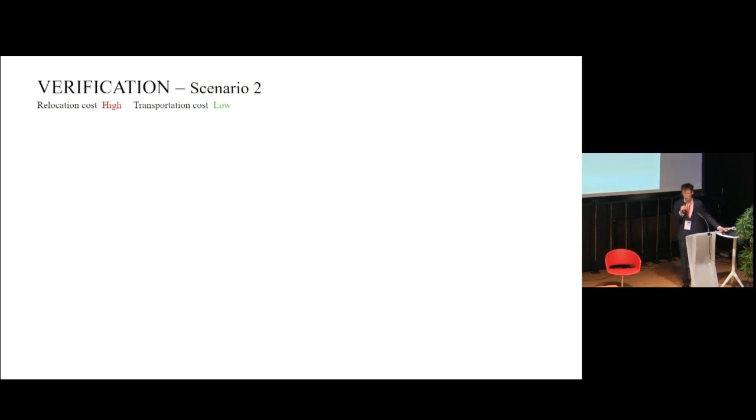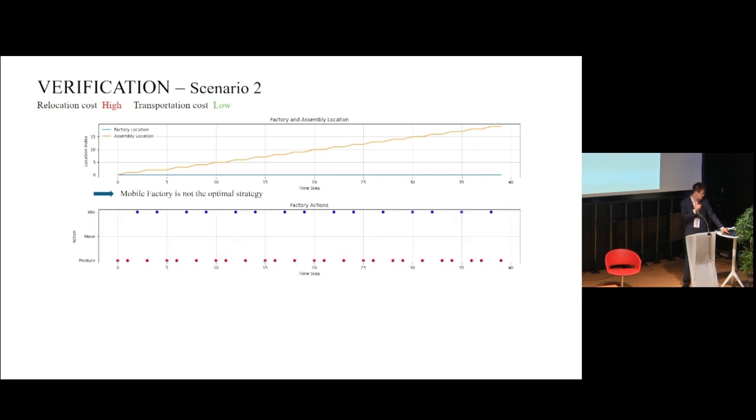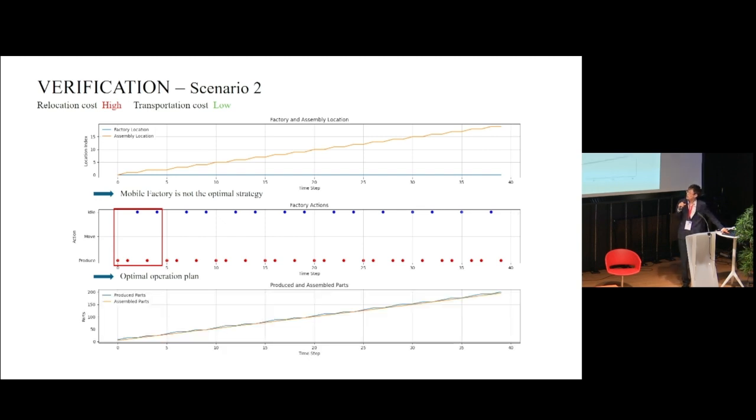And in scenario 2, when we change the relocation cost to high and set the transportation cost relatively low, we can see that in this scenario, the mobile factory might not be the optimal strategy. And therefore, further exploration or application can be done to determine the critical points, whether to choose a mobile factory or fixed factory for infrastructure projects. And similarly, we find a regular pattern in the factory's action space, to be defined as the optimal operational plan, and it also fulfills the on-demand production in this scenario.